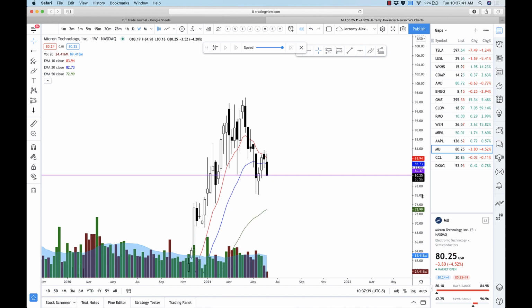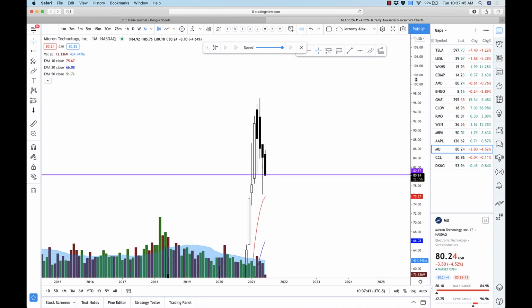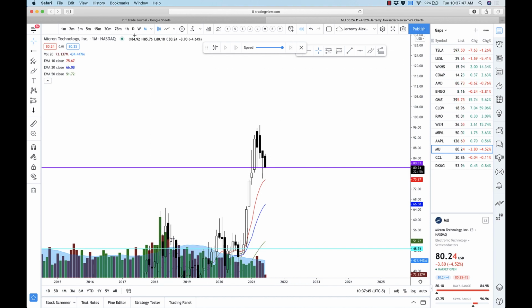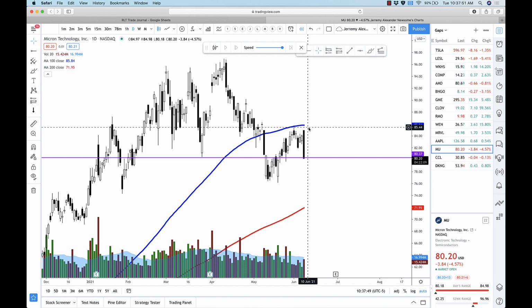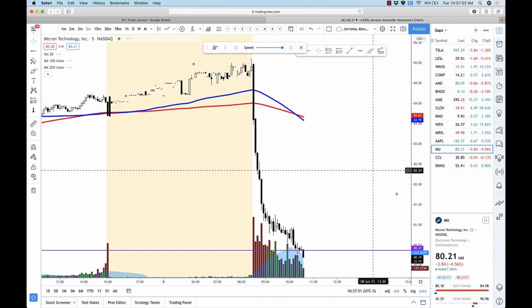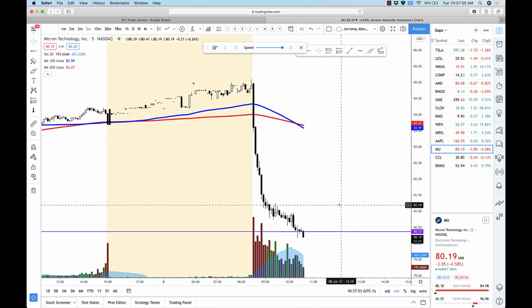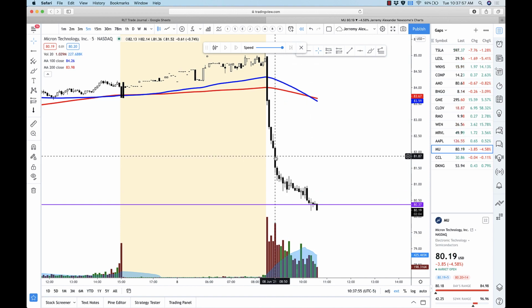Weekly moving averages were below the 10 and the 20, and the 50 is super far away. Monthly, the 10 EMA is all the way down here at 75. And long term, we're below the 100. So there was really nothing for this thing to bounce off of. Leah was shorting this one back over here at like 81, which is perfect.